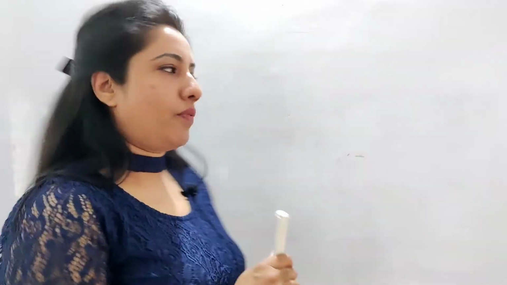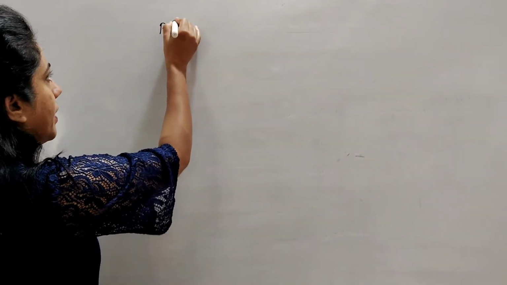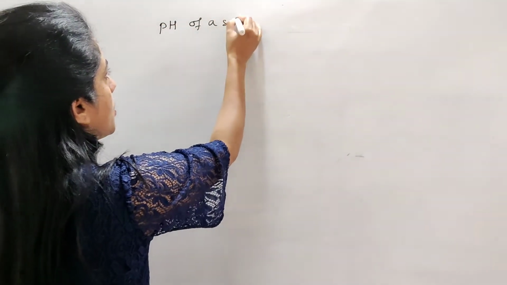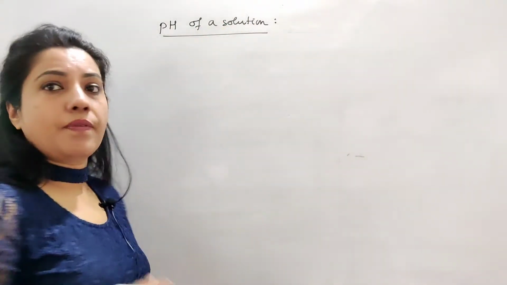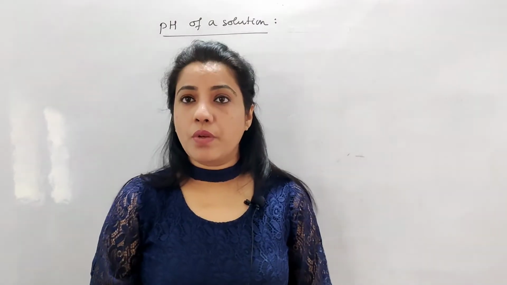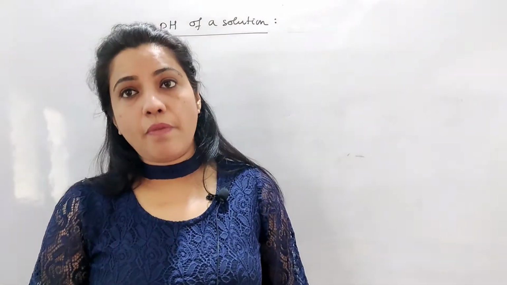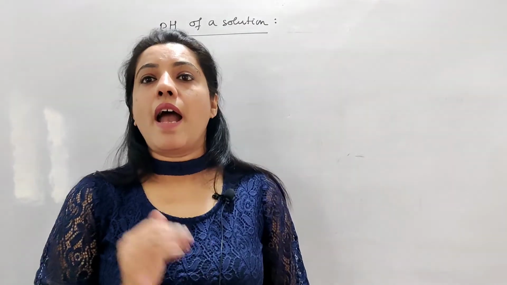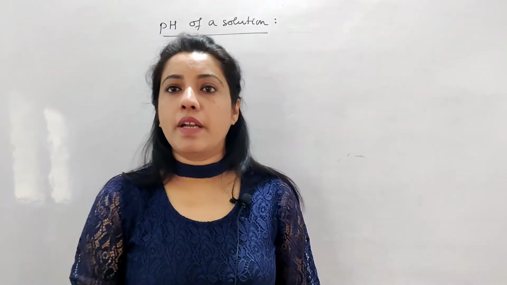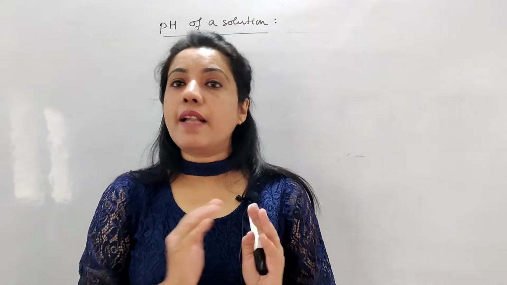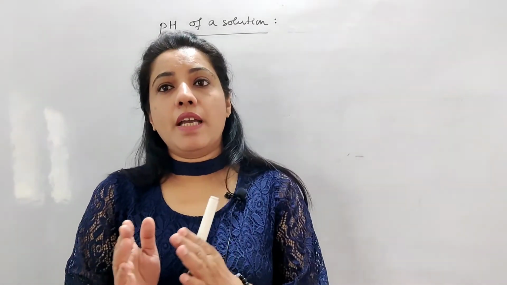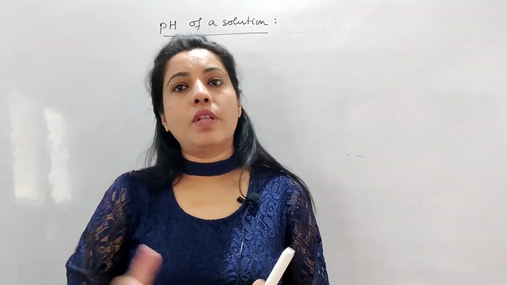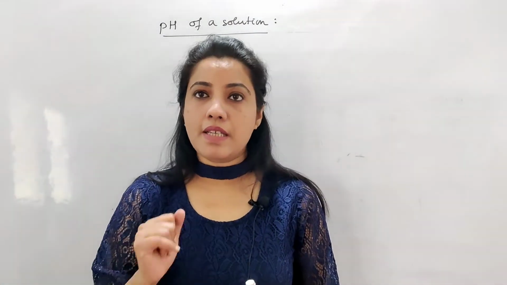Right. So now we will come to the next topic, and that is pH of a solution. Let us give the heading pH of a solution. Now we already know that if the pH of a solution is 7, we call that solution neutral. If the pH value is less than 7, we call it acidic, and if the pH value is more than 7, we call it basic. Today we will understand why pH less than 7 is acidic, more than 7 is basic, and equal to 7 is neutral.